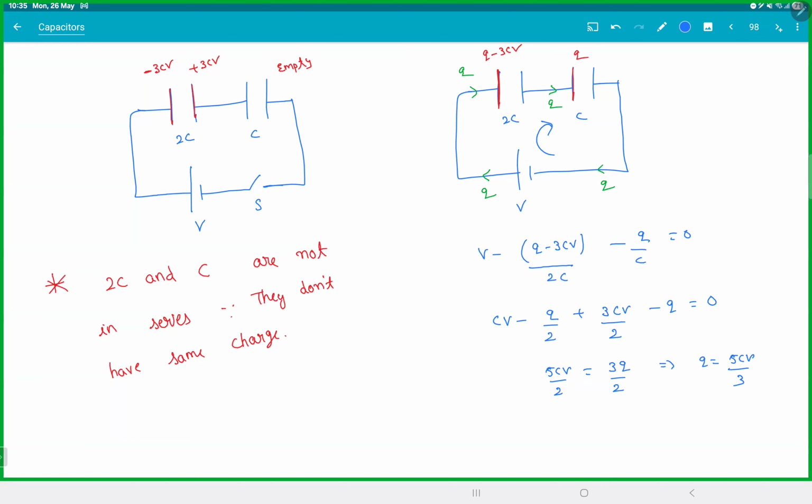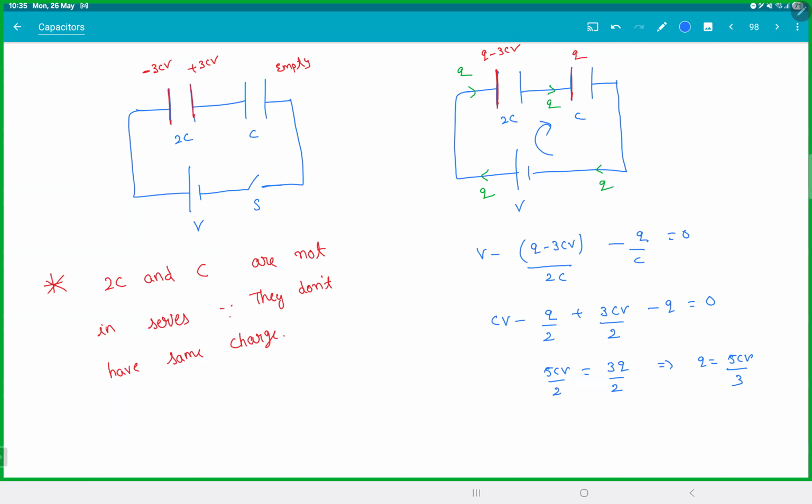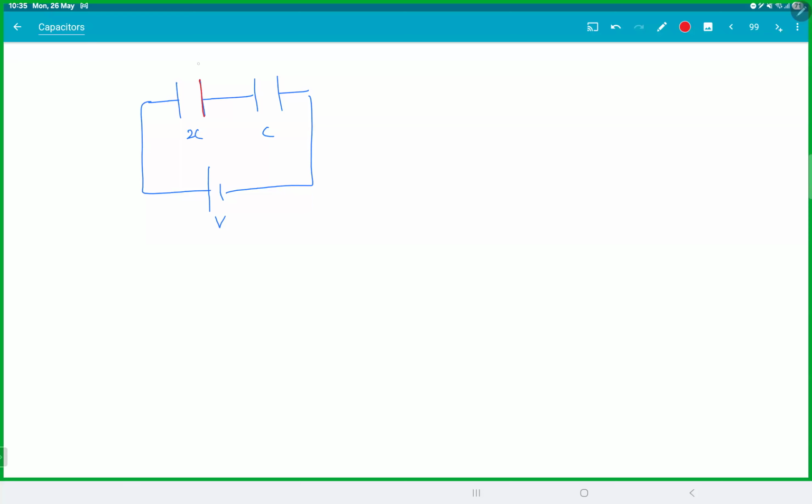Got the same distribution? Now after getting the distribution, look at the capacitors, the final charges. And now you tell me if you still think they're in series. So what is the new charge now? 5CV by 3 minus 3CV. That is (5 minus 9) CV by 3, minus 4CV by 3. This plate is 4CV by 3. This plate is minus 4CV by 3. This plate is 5CV by 3. This plate is minus 5CV by 3. Do they look like series? They will never be in series, ever.